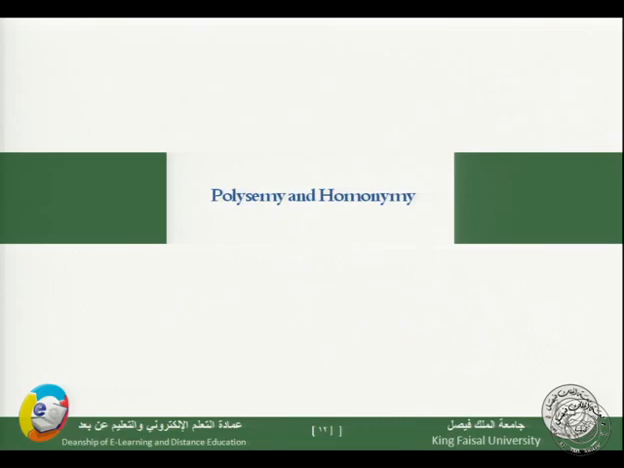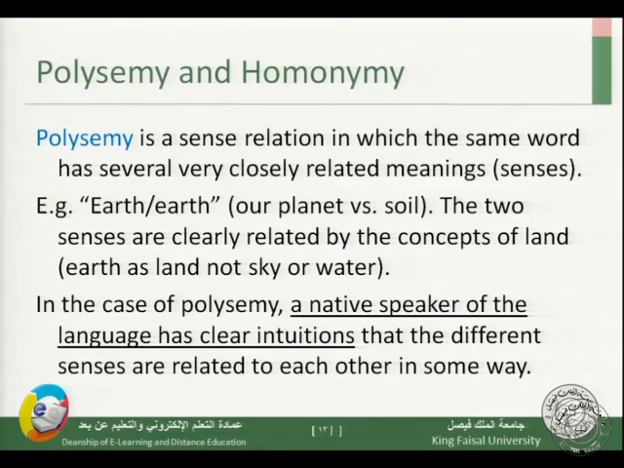Okay, moving on to another sense relation, which is the last one we're going to talk about. These are actually two related sense relations, polysemy and homonymy, and we will see how they are related to each other. Let's start with polysemy and give a definition. So what is polysemy? It is a sense relation in which the same word has several very closely related meanings. Of course, we're using meaning here as sense. If you remember, we said meaning can have more than one indication. We can use it to mean different things, but here we use meaning to refer to senses.